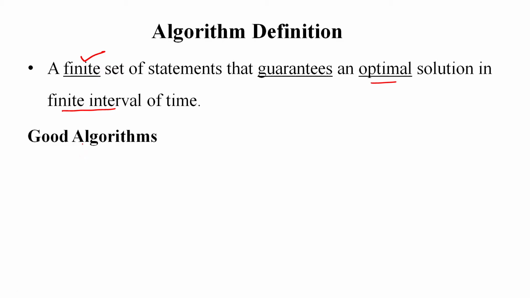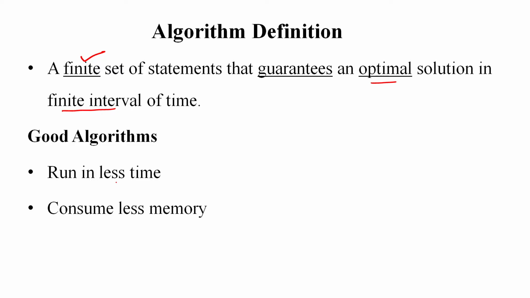Which algorithms are said to be best algorithms? The algorithms that consume less time, and also consume less memory space to store the data. If the algorithm is satisfying both these conditions, then that algorithm is called a best algorithm.